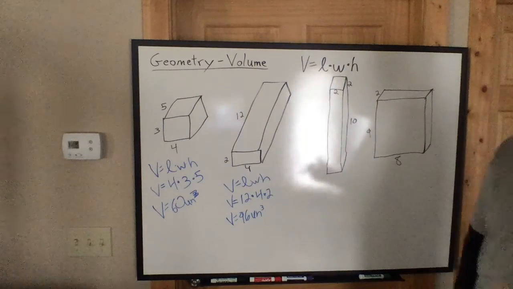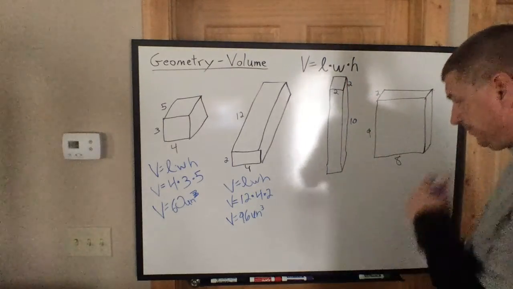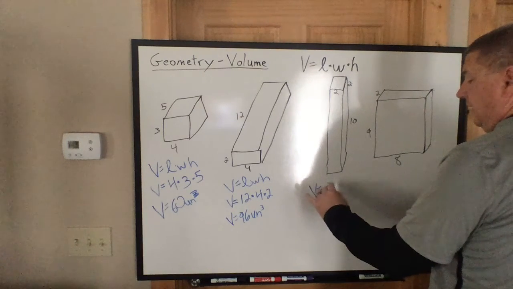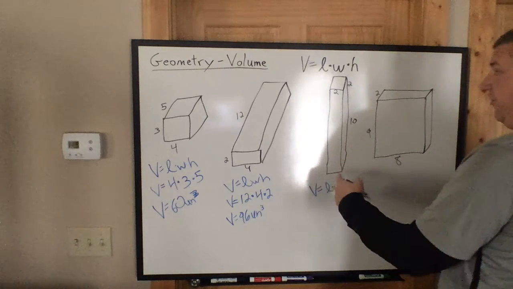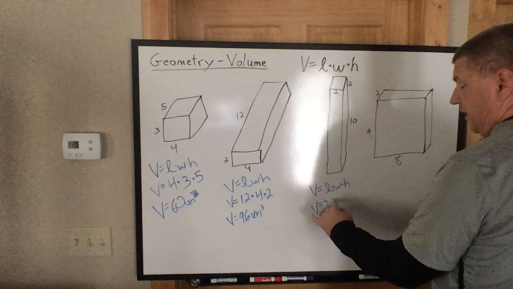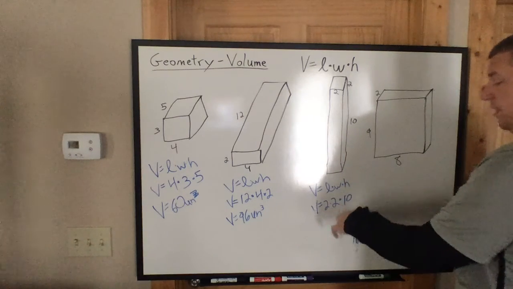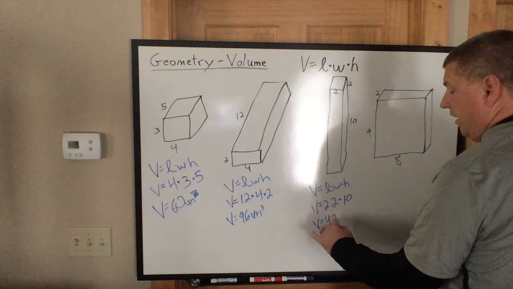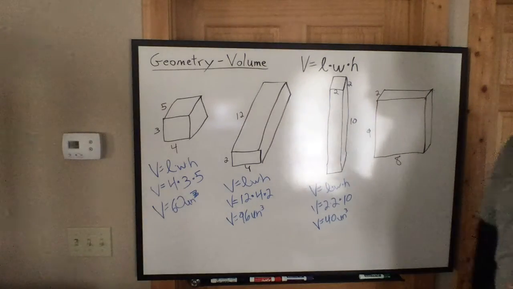Again, three-dimensional units. So we look at this one. This looks like a large, tall tower. Our volume is equal to the length times the width times the height. Our length and width are 2 and 2. So volume equals 2 times 2 times the height, which happens to be 10. So 2 times 2 is 4, and 4 times 10 gives me 40. So the volume equals 40 units cubed. Hopefully this is making sense to you.